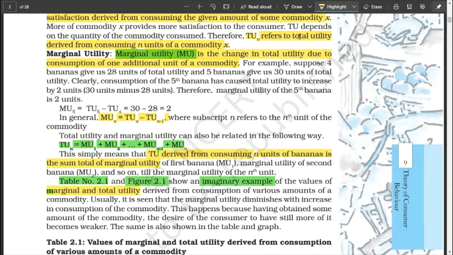Okay, total utility refers to the total utility TU(n). n is six, the number of units of the commodity that I consume. TU(n) refers to the total utility derived from consuming n units of commodity X. Commodity X can be banana, can be mangoes, can be any, but n is the number, how many of them I consume. That's the total utility. How does it differ from marginal utility? Marginal utility is the change in total utility due to consumption of one additional unit of a commodity. You eat one more. What is the change in total utility? That is the marginal utility. MU is equal to TU of n minus TU of n minus 1.